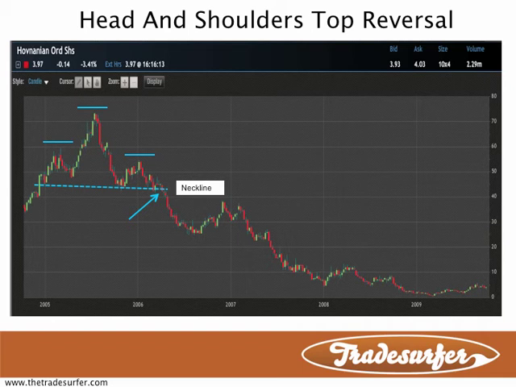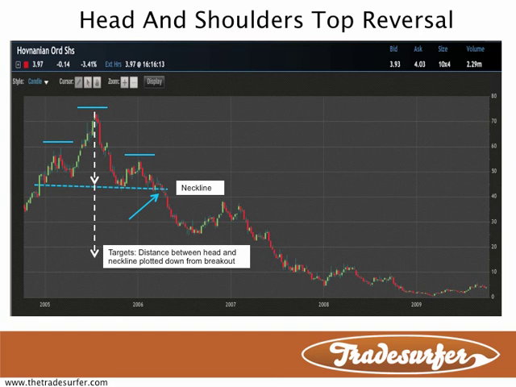Now interestingly enough, when you see this pattern, it provides an opportunity to calculate targets for where price may go. It's not a 100% guarantee, but this is a very high probability pattern in the markets. And so what you'll do is take the distance from the top of the head, you can see I've drawn that in that white dotted line there, to the neckline. And you measure that distance, and whatever that distance is, you take that and you point it downward, and this helps to develop the target. This is where price may go. And so the distance between the head and the neckline is plotted down from the breakout in the same amount, and that becomes your target area.